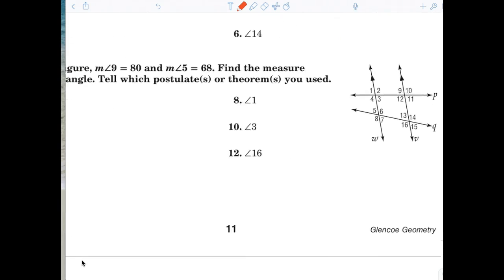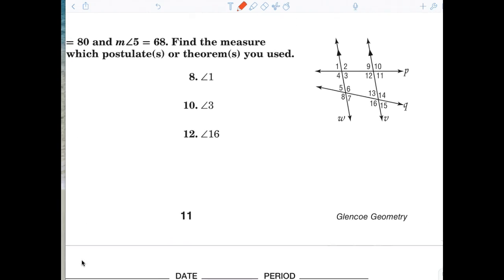Now, let's go down to the next one. Now, we have some problems on the next one because P and Q, are they parallel? No. No, they're not parallel. All right? They're not parallel. But again, it's still very simple.